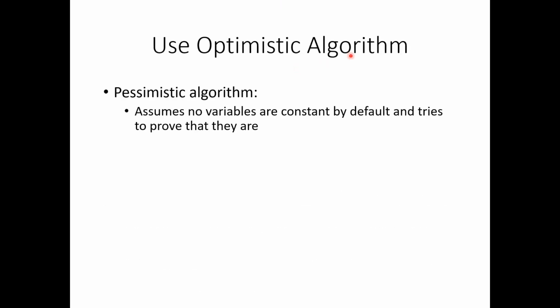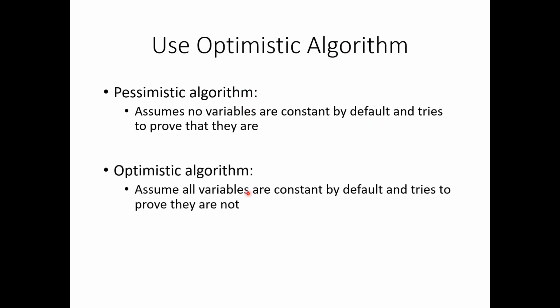So the solution here is to use an optimistic algorithm. The pessimistic algorithm assumes that no variables are constant by default and tries to prove that they are. An optimistic algorithm is going to assume that all variables are constant by default and then tries to prove that they are not.